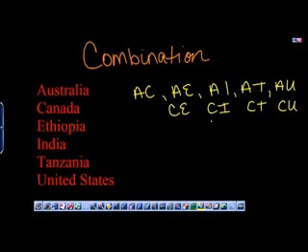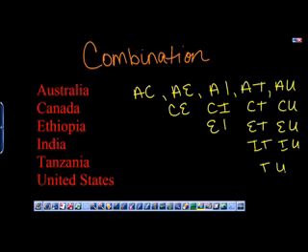Now on to Ethiopia. Ethiopia has already been paired with Canada and already been paired with Australia. So we'll start with Ethiopia and India, Ethiopia and Tanzania, Ethiopia and US. You can see the pattern. India, Tanzania, India, US, and then Tanzania, US. So we have 1, 2, 3, 4, 5, 6, 7, 8, 9, 10, 11, 12, 13, 14, 15 different options. And since order doesn't matter, that's why we don't choose these things twice.